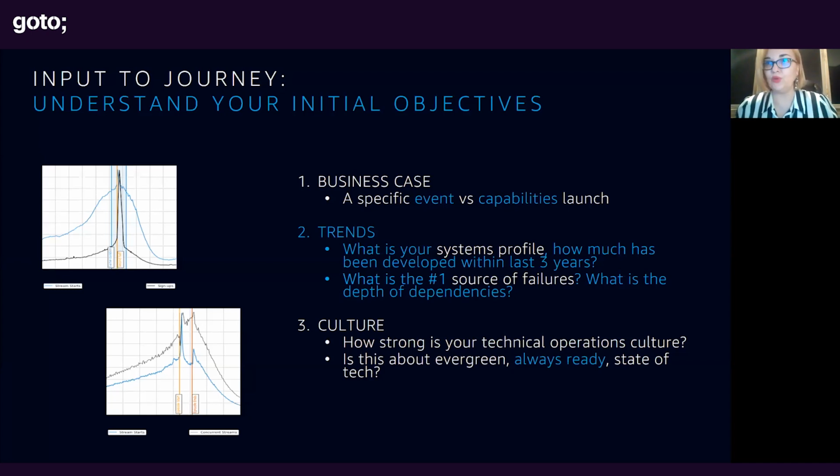What is the distribution? And by the way, when you have that architecture assessment and assessment of your services, what is your number one source of errors? Because then you can have a quality discussion and reason with how those sources of failures and errors are tied to that specific event or a specific capability launch that you're worried about. You can tie that to your business case.